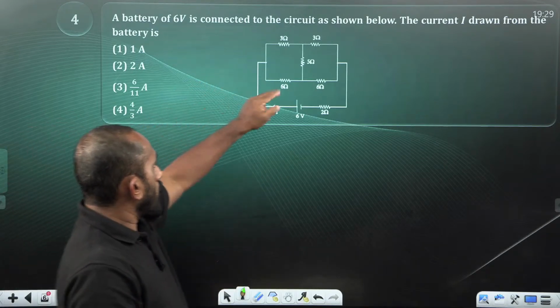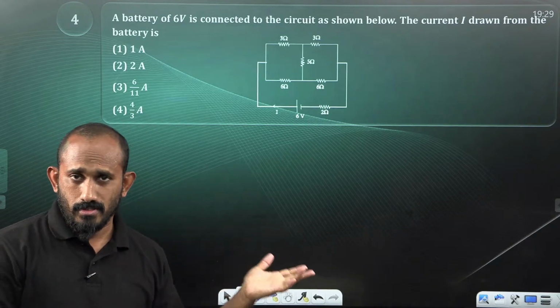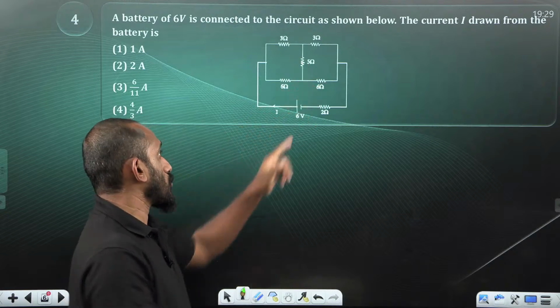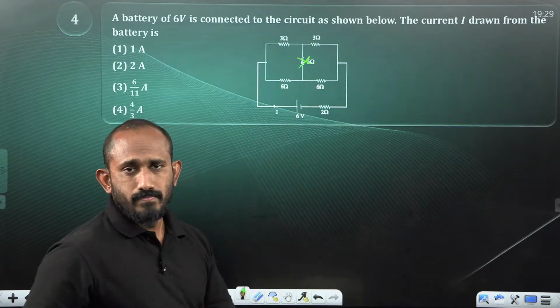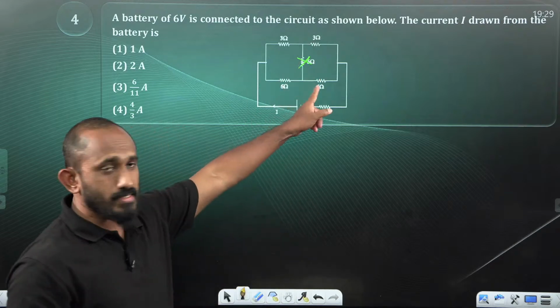3 ohm, 6 ohm is there, 5 ohm, 3 and 6 is there. You know Wheatstone's bridge. 3 by 6 is equal to 3 by 6. So there is no current through the 5 ohm. So 3 and 3 in series, 6 and 6 in series.